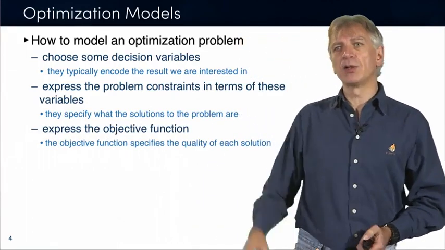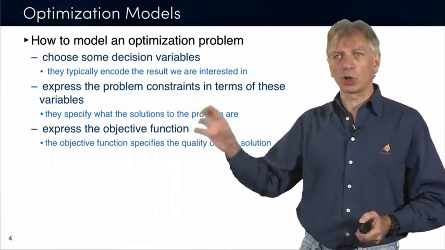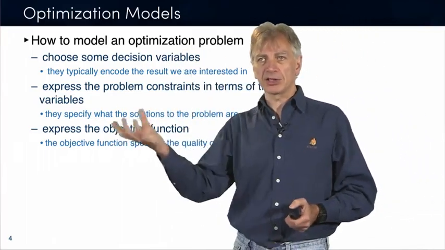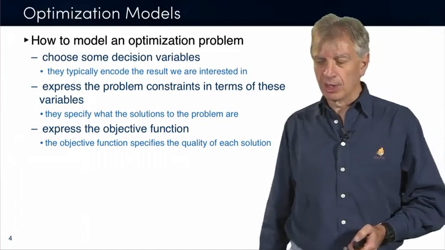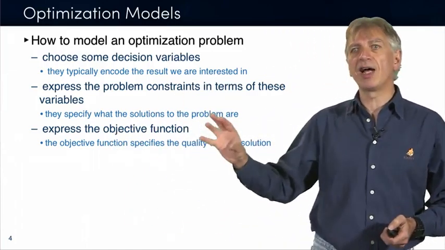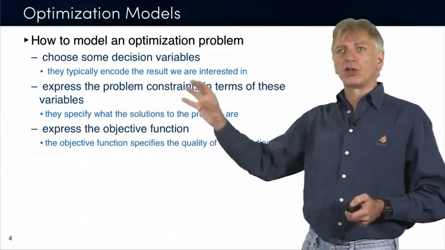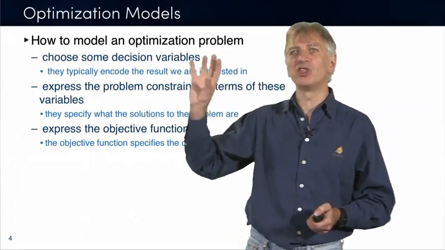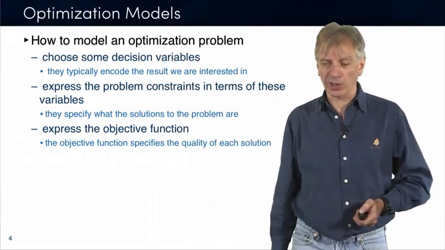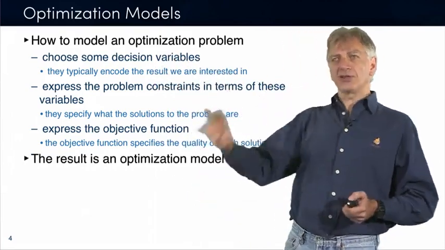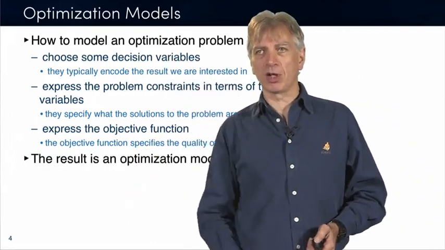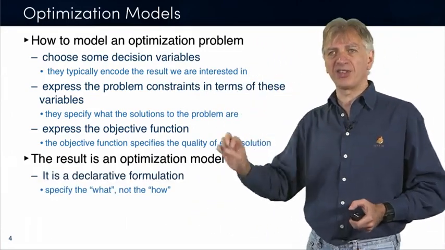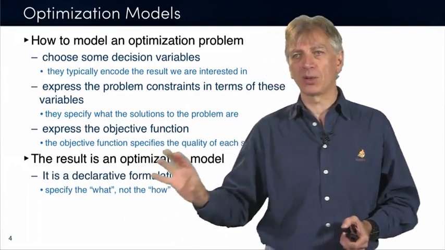And then the last thing, obviously, is you have to define the objective function. What are you trying to maximize or minimize? And in this particular case, in the knapsack, it's going to be maximizing the value of your items. Okay? The objective function is defining the quality of your solution. The constraints are defining what is a solution, and the decision variables are telling you what you will decide upon. Okay? And so essentially, the result of these three things together is an optimization model. It doesn't tell you how to solve the problem. It tells you what the problem is.